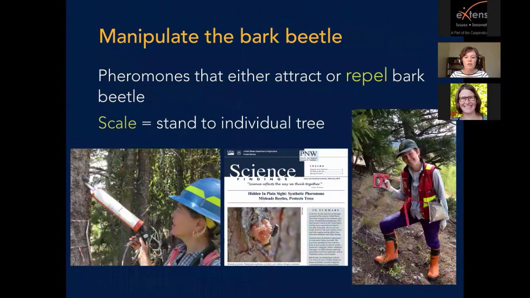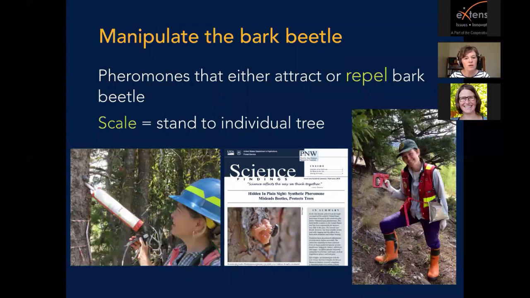Then we move on through that integrated pest management spectrum to using pheromones, so manipulating the bark beetle. There are pheromones that can either attract, and I've highlighted the word repel, bark beetles. I highlight repel because that's often what we're trying to do. It's generally only timber management companies that may want to attract the beetle because they already have a timber harvest planned. And so we're trying to repel the bark beetle. This can be effective at the stand or the individual tree scale.